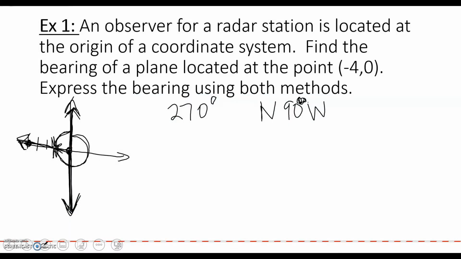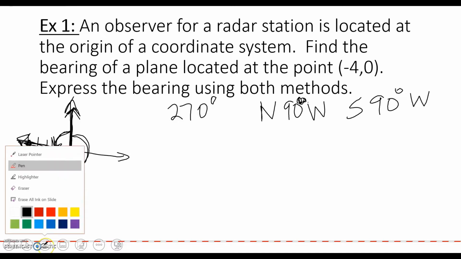Oh, my charger. And we need to go, so start with the south line, and we need to measure to the west 90 degrees. So a third way of expressing this is south 90 degrees west. Okay, so that's 3 different ways to express the bearing of that plane.